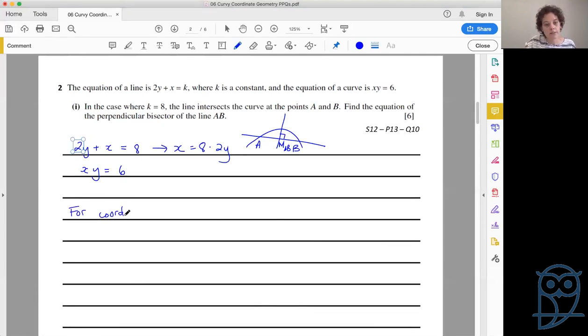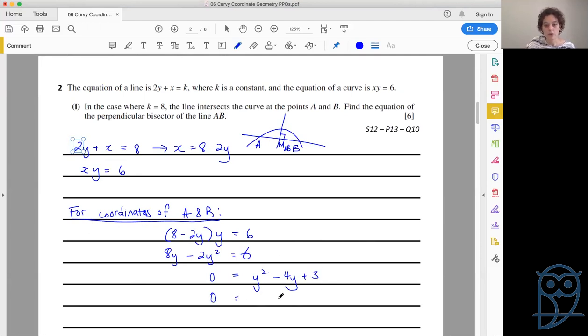So, for coordinates, see if you can spell coordinates of A and B. That's where we go to start. We can say that 8 minus 2y times y equals 6. So 8y minus 2y squared equals 6. We're going to get a bit fancy. We're going to bring it across and divide by 2 all at once. So 2y squared becomes y squared, plus 8y becomes minus 4y, and our plus 6 becomes plus 3.